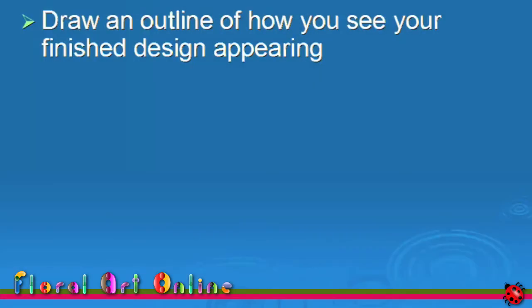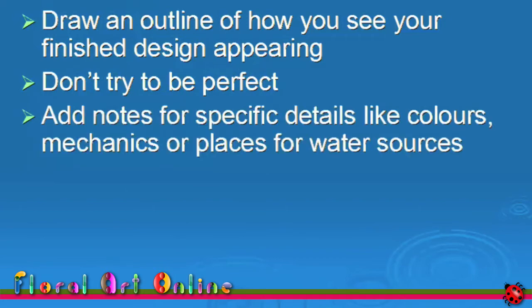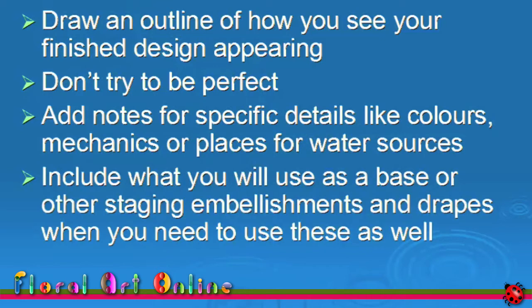Draw the outline to see how your finished design will appear. It doesn't have to be perfect. Add notes for specific details like colours, mechanics or places for water sources, and include what you will use as a base or other staging embellishments and drapes if you're going to use them. Anything you think you will need for this design.